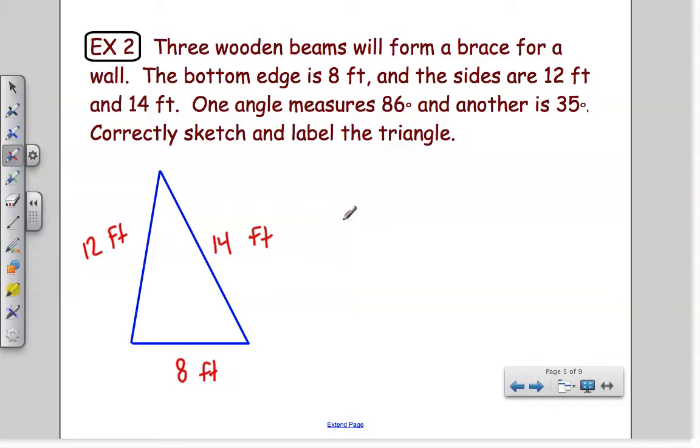Okay. Now it says one angle measures 86 degrees and another angle measure is 35 degrees. Correctly sketch and label the triangle. The only thing is, I only have 2 angles, so I should probably figure out what the missing angle measure is, right? So one angle's 86 degrees, one's 35. It's hard to tell what the largest or smallest angle is if I don't know the last angle. So I'm going to find that missing angle measure.